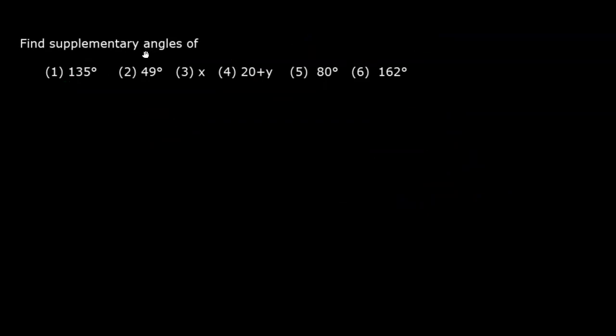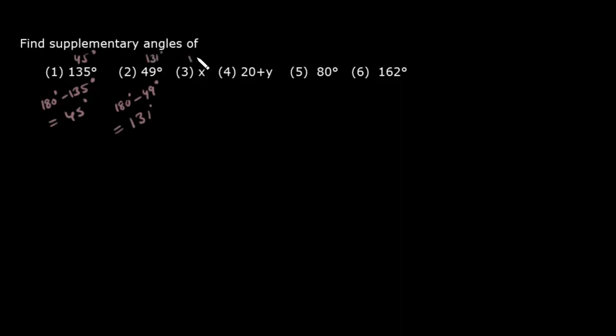This time we have to find the supplementary angles of these given angles. The supplementary angle of 135 degrees is 180 degrees minus 135 degrees. That is 45 degrees. So the answer is 45 degrees. Now in this case, we have to find the supplementary angle of 49 degrees. So this is 180 degrees minus 49 degrees, and this is equal to 131 degrees.